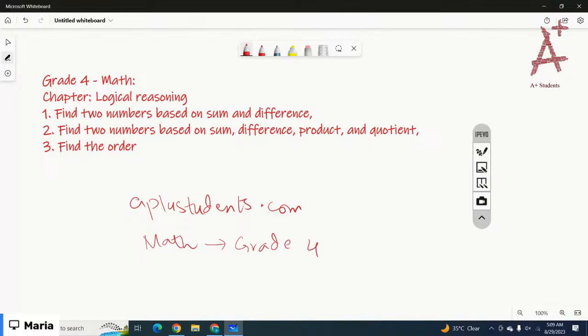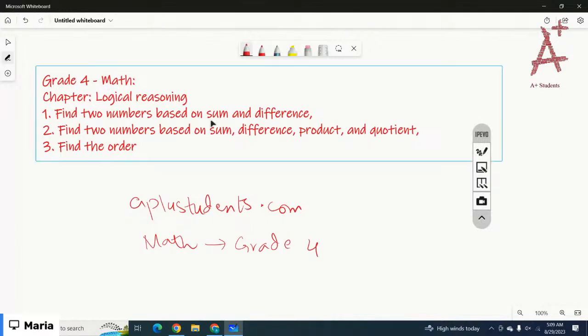We're going to start with the chapter logical reasoning, and the lessons we're going to cover are find the number based on sums and differences, find two numbers based on sum, difference, product and quotient, and find the order. So let's just start with the lesson.